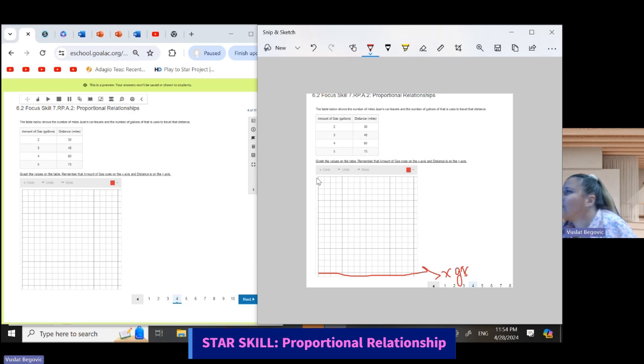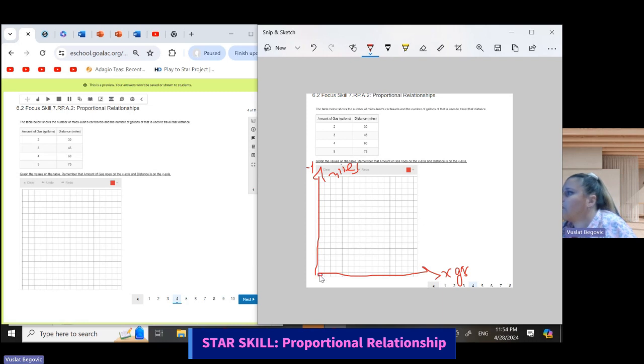I can use a ruler too, but it will just spend too much time. So if the gas is x, then distance is y, miles. Okay, so then the amount of gas is 30. Well, I don't have that many squares. I need to come up with some kind of rule.